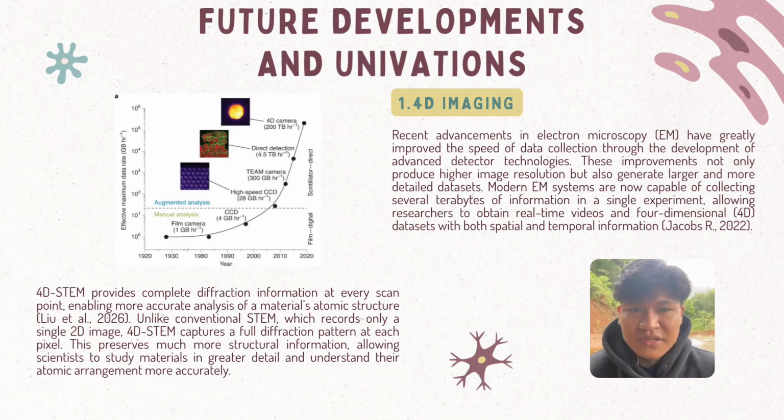First up is 4D imaging, specifically through a technique called 4D STEM. Normally, conventional STEM only records a single flat 2D image. 4D STEM, however, captures a full diffraction pattern at every single scan point. Thanks to faster detectors, modern EM systems can now collect terabytes of data in a single run. This gives us a massive stream of real-time video containing both spatial and temporal, or time-related, information. It allows researchers to map out and study the precise atomic arrangements of materials in a way we never could before.